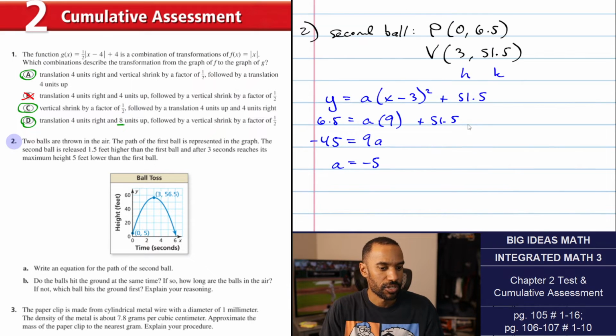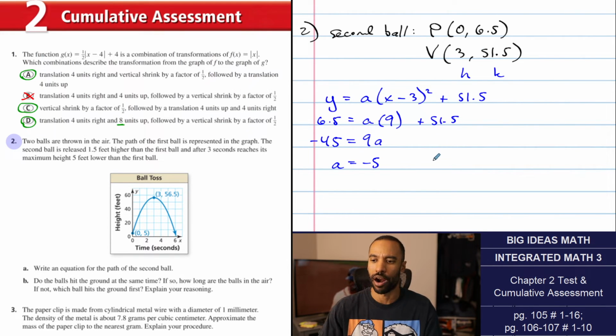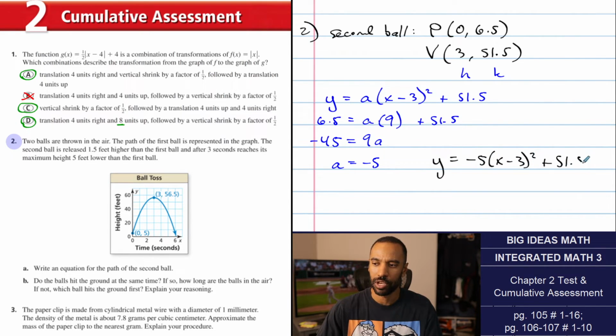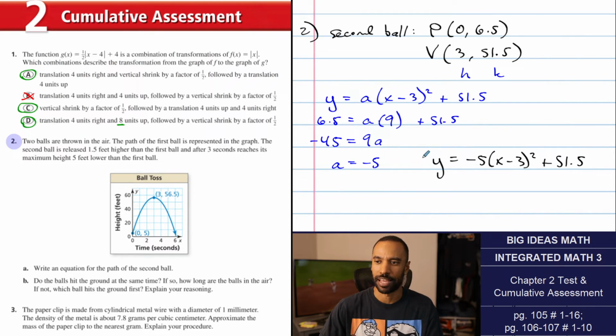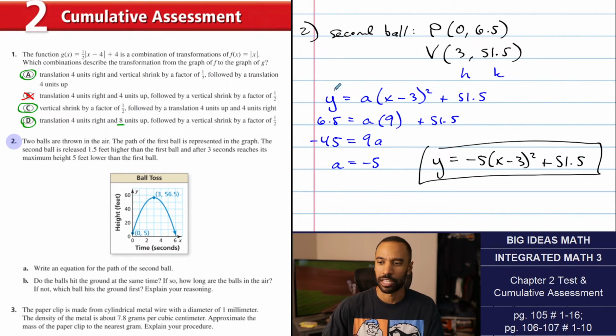Interesting, it's not a -16. Interesting how it's not a -16 thing. It's not a gravity thing. Okay, so a is -5, so the model for our equation will be y equals -5 times x minus 3 quantity squared plus 51.5. That's the second ball. That's part A.